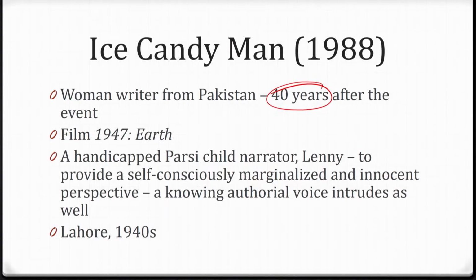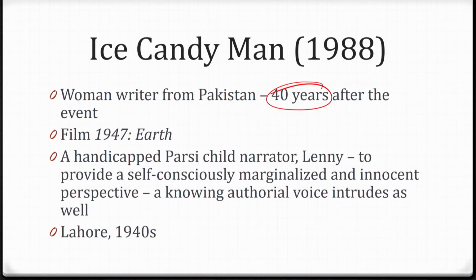The novel Ice Candy Man is narrated from the perspective of a handicapped Parsi child named Lenny, and in that sense again employs the trope of a child narrator. Even when we were discussing The Shadow Lines, we spoke a bit about the advantages of having a child narrator and the perspective of an innocent child. And in this work, which is primarily about a violent event such as partition, the perspective of the handicapped Parsi child provides a self-consciously marginalized and innocent perspective.